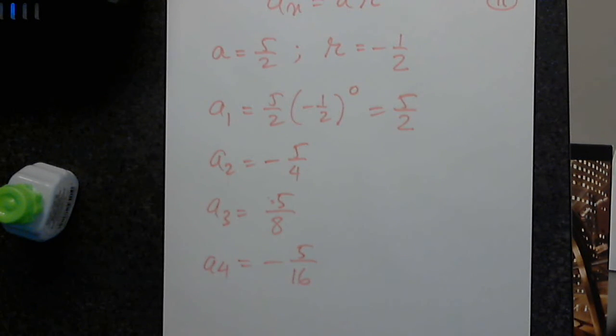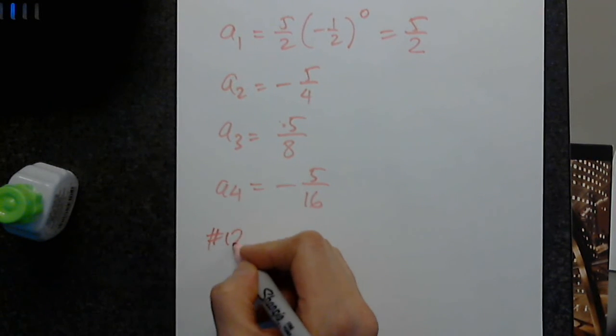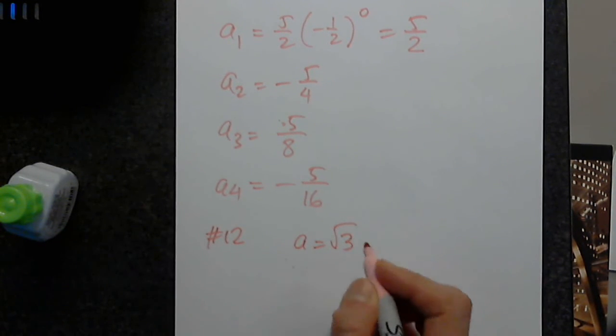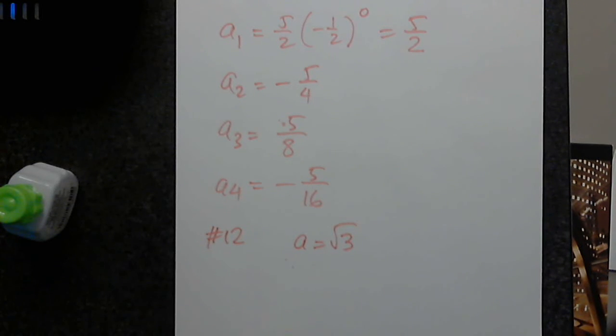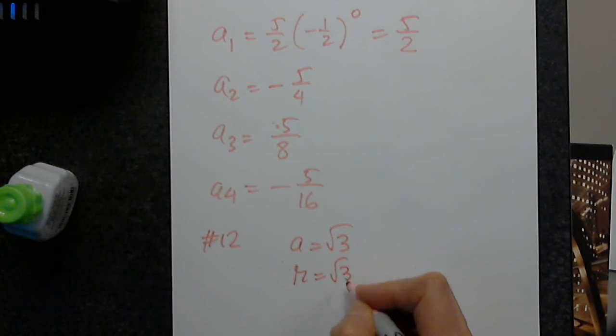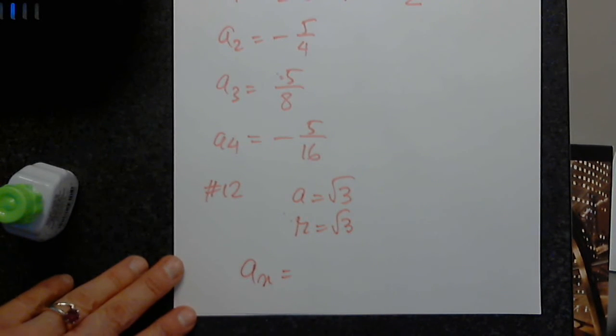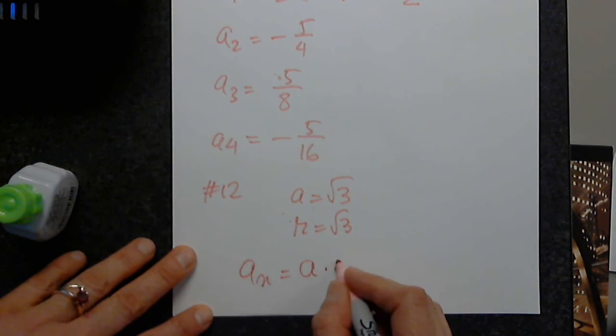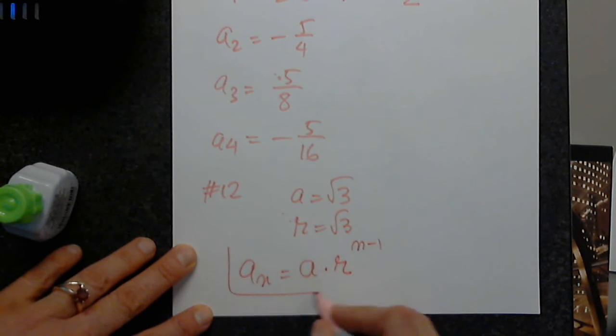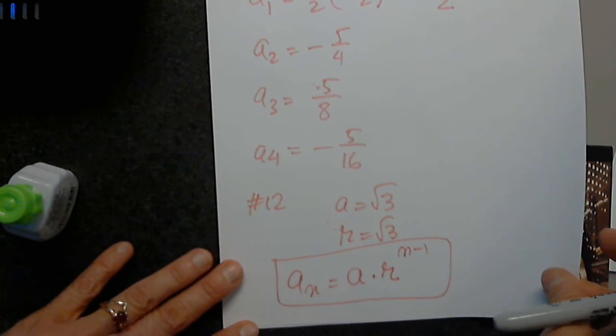Find the nth term of the geometric sequence with given first term A and common ratio. So let's say problem 12. We are given A, which is the square root of 3. And we are given R, which is the square root of 3. Fine. Find the nth term of the geometric sequence. And find the fourth term. So A sub n, or an, the nth term is A multiplied by R raised to n minus 1. And we know why it's n minus 1, correct?